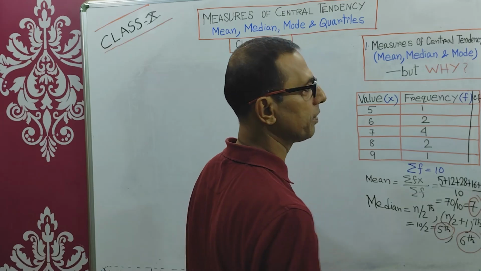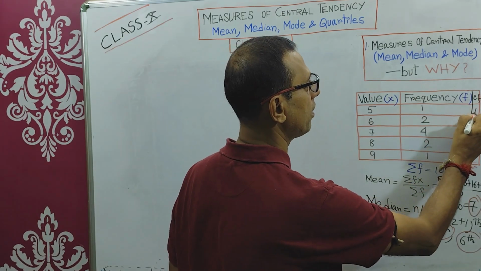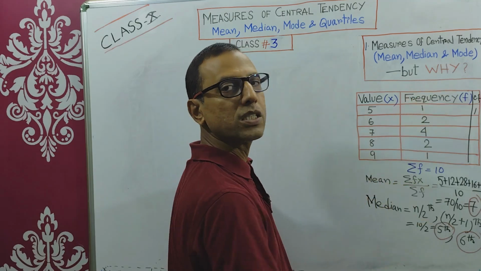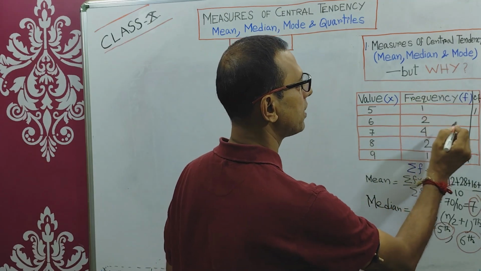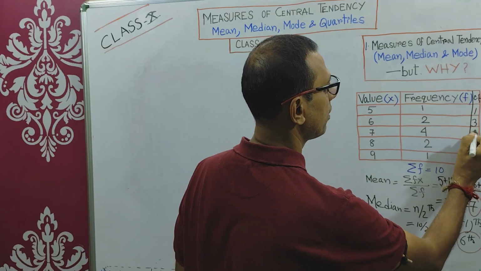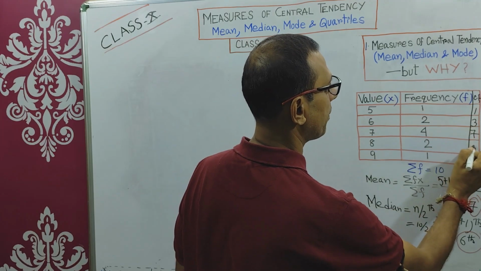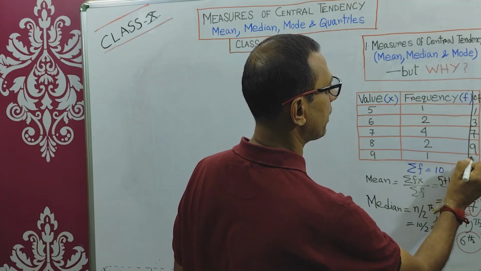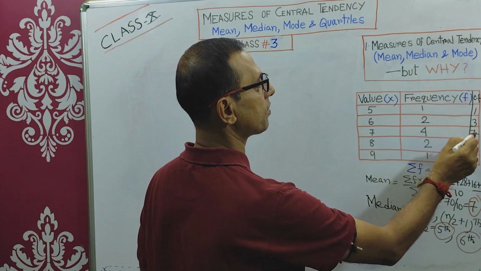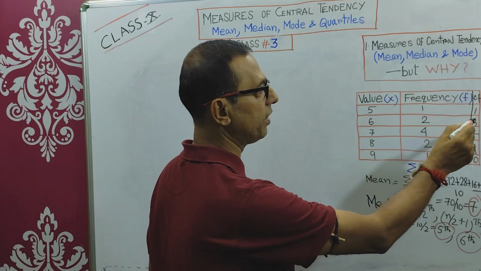CF, cumulative frequency. The first one is 1, the second one is 1. So you are adding up each row with the previous row. So 1, the second one will be 3, the third one will be 3 plus 4 is 7, then 7 plus 2 is 9, 9 plus 1 is 10. So the 5th and 6th terms will come under this region, because this is greater than the previous row's 3.